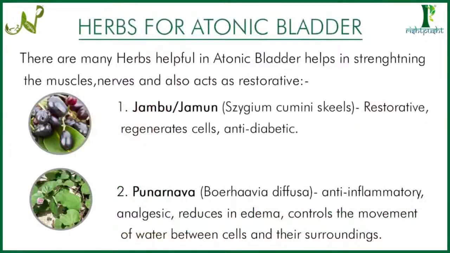And the choice of herbs there are Jamun, Syzygium cumini, which is also a fruit. The fruit is often used by us. Then the second is Punarnava, Boerhavia diffusa. That again is a very good herb for not just giving tonicity to the bladder, but also for removing the UTIs resulting from the atonic bladder.